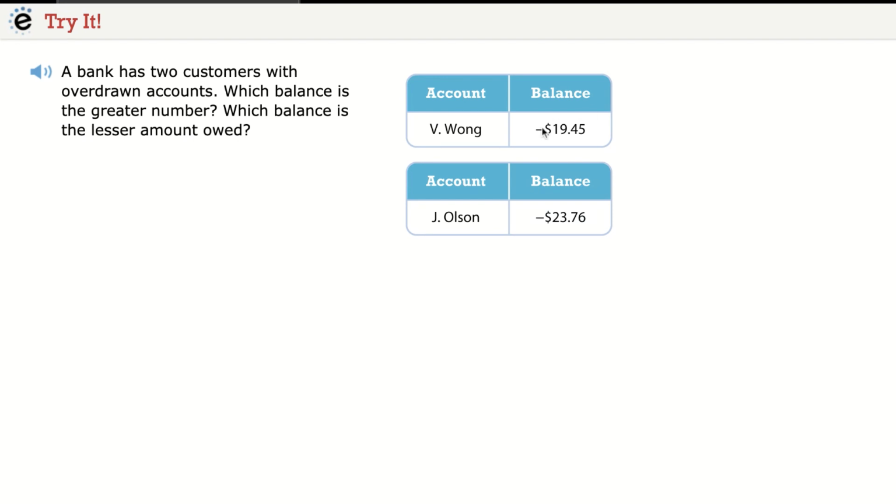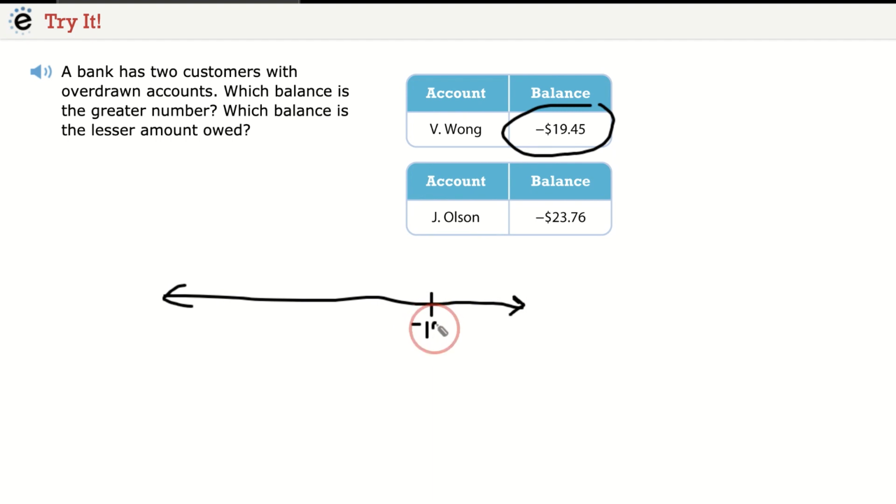All right, so the number that is the greater number, the one that's going to be furthest to the right, is negative $19.45. That's the one that's going to be further to the right. Because if you were to draw a number line, this is a very sad looking number line here, but you get the idea. Negative 19 would be here, then it would be 20, 21, 22, 23, negative 23 would be down this way, and left is less. So this is the number that's greater. Negative 19.45 is the greater number.